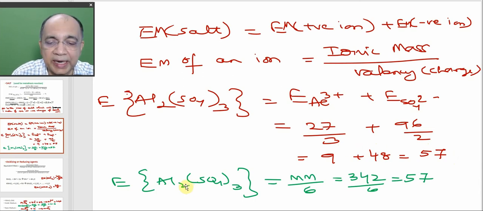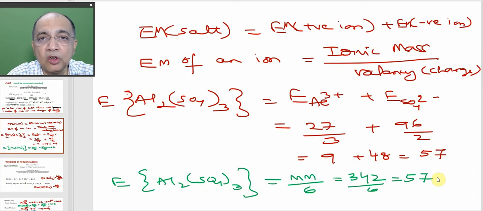Same thing we will get if we take the entire molecule and find its molecular mass. It is coming 342, and this factor we already know, 3 2s are 6, 2 3s are 6, so the factor is 6. So you get the same answer whether you take the entire molecule or do it separately. First find the equivalent mass of a positive ion, then for the negative ion, and add up. Same thing.